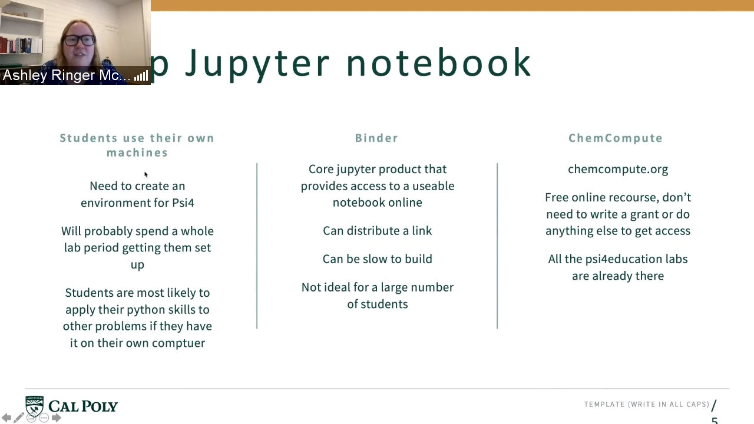So it is important that if you are going to have students use their own machines, you have them create a Psi4 environment. If you're unfamiliar with the Binder product, I just wanted to make sure I mentioned Binder. Binder is a website. It is a core Jupyter product that creates Docker images from a GitHub repo. So if you have a GitHub repo and you put all the notebooks you want your students to be able to access, then you can use this Binder product to create a virtual machine, and then you'll be able to distribute that virtual machine just through a link.